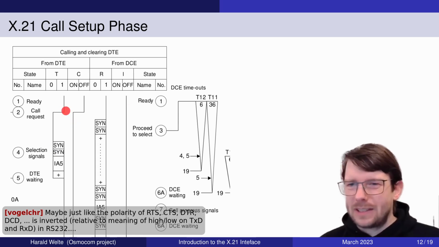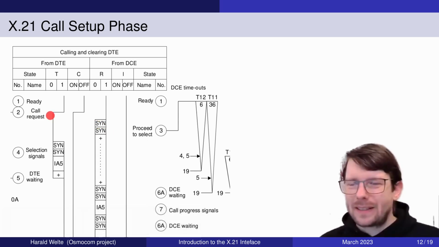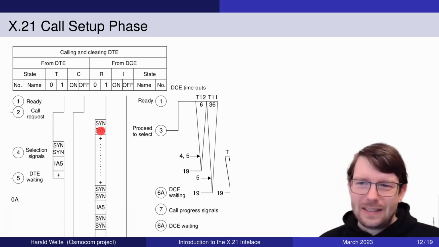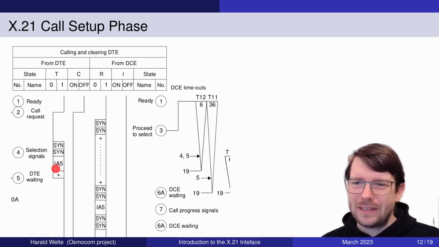Yeah, okay. So actually, indeed, this is basically detected by the network, and the network will then in turn start to send 2 SYN characters, meaning basically that, let's say this is the on-hook signal, if you want to think in telephony terms, and this is the dial tone basically from the network side, the proceed to select signal. And then these 2 SYN characters are followed by a long sequence of plus signals. So during the entire dial phase, which is called selection signals here, the network and the DCE are sending plus signs towards the DTE.